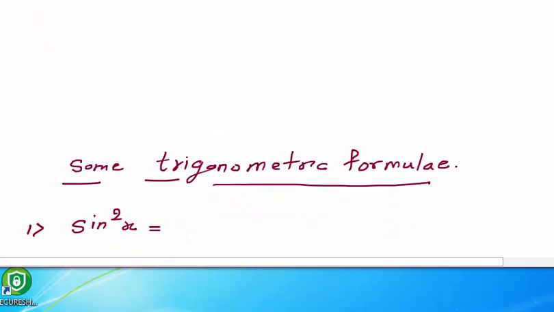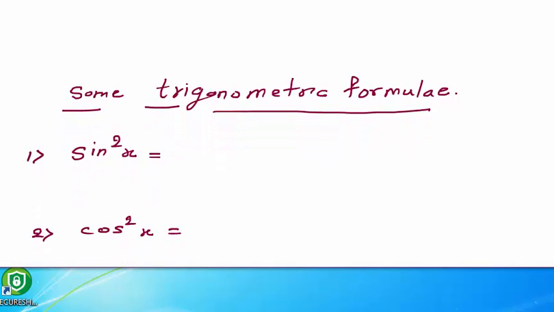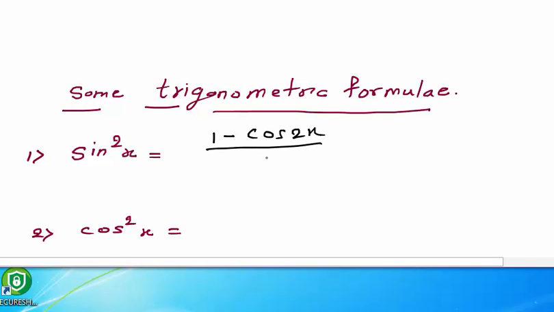Now trigonometric formulae: I always recommend that you learn all the trigonometric formulas. There are many chapters in which we have to use these trigonometric formulas. Here, in this particular chapter, I am discussing which trigonometric formulas are more important. So sin square x we can write as 1 minus cos 2x divided by 2. Now why am I discussing this formula?